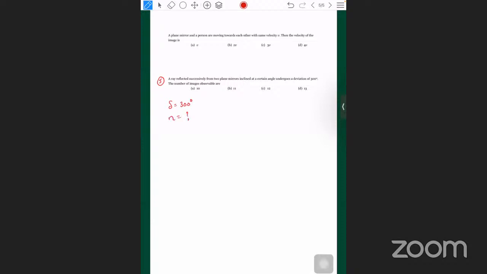What is the formula we have to use to find the number of images? So 360 by theta minus 1, sir. But we don't know theta, my dear. Sir, but deviation will be 360 minus 2 theta, right, sir? Very good. So deviation is 360 minus 2 theta. What is the deviation they have given? 300, sir. So 300 equals 360 minus 2 theta, or 2 theta will be 360 minus 300, right? So theta is 30 degrees, sir. Very good.